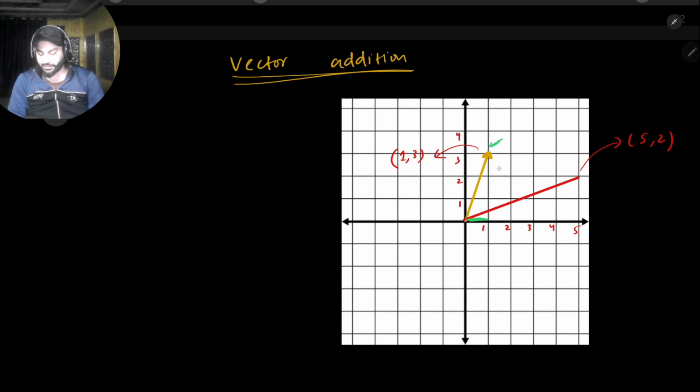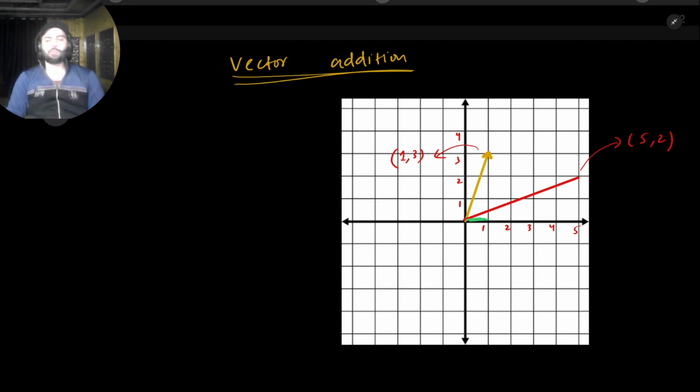So in a similar fashion, for this red (5, 2) vector, you are basically telling me to take this much distance, that is 5 units along the x-axis, and then 2 units along the y-axis. That's how you will reach this red vector.